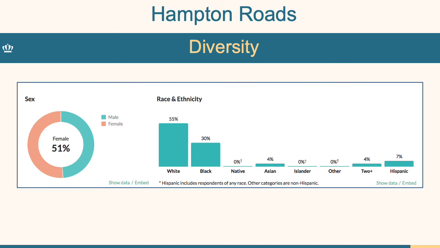In Hampton Roads, the home of Old Dominion University, the white population is smaller than the Commonwealth's, and the African American population is larger. The Latinx population in Hampton Roads is significantly smaller than the population in the U.S. and even smaller than that of Virginia.